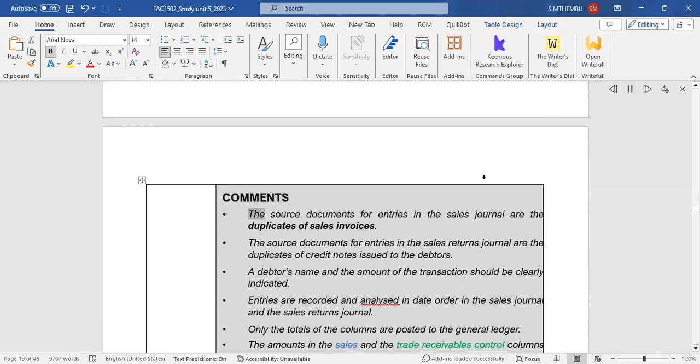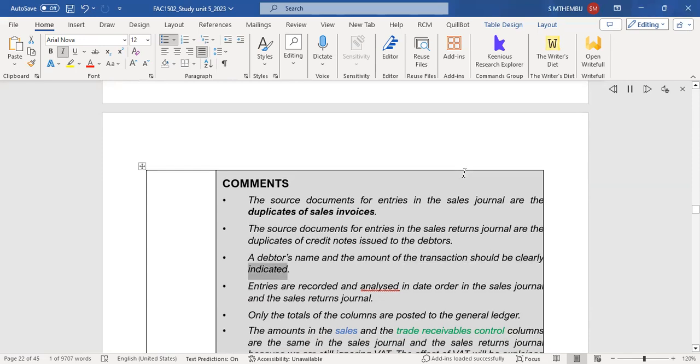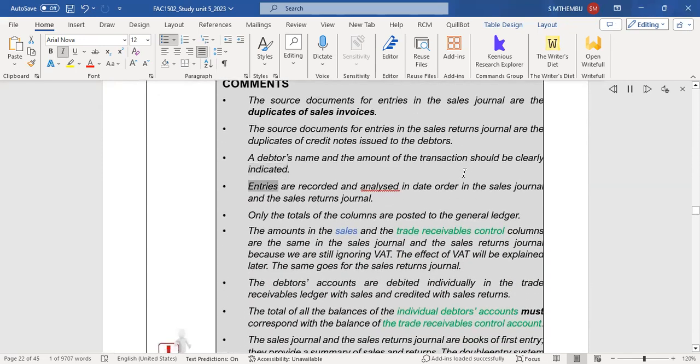Comments. The source documents for entries in the Sales Journal are the duplicates of sales invoices. The source documents for entries in the Sales Returns Journal are the duplicates of credit notes issued to the debtors. A debtor's name and the amount of the transaction should be clearly indicated. Entries are recorded and analyzed in date order in the Sales Journal and the Sales Returns Journal. Only the totals of the columns are posted to the general ledger.